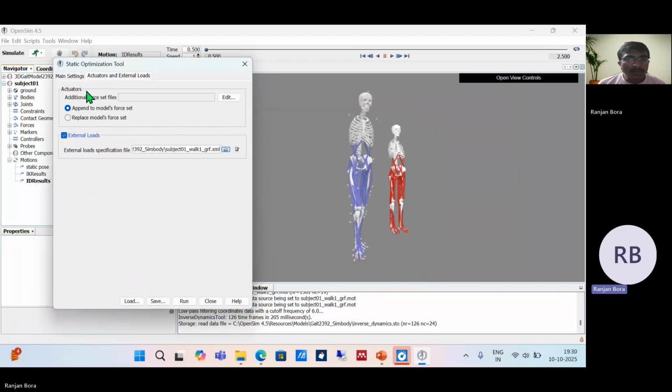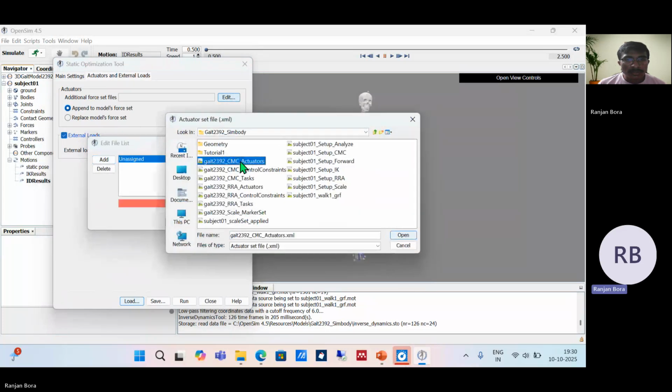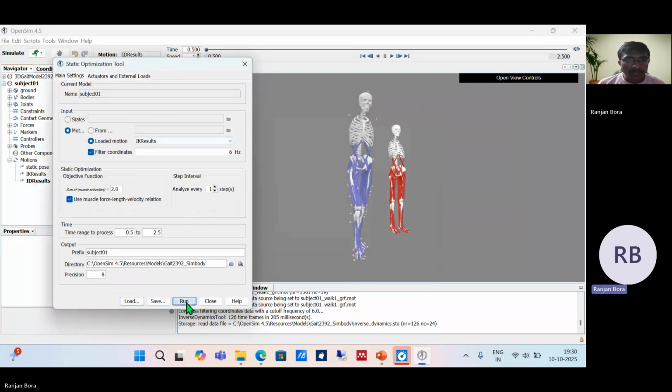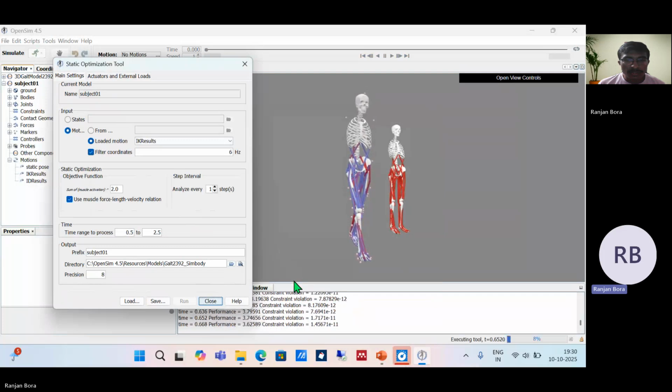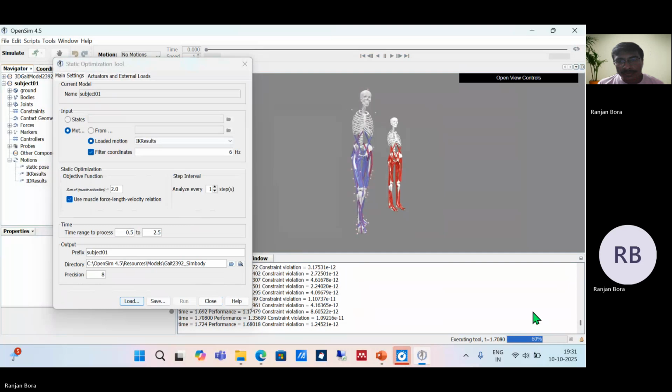And we need to apply actuators also, because if we don't use the actuators, then static optimization will not be successful. Static optimization will fail. So we need to add the actuators, MC actuators. Okay. And the static optimization, so you can see this optimization is running in the background. This is the status of this running. Status of the static optimization.